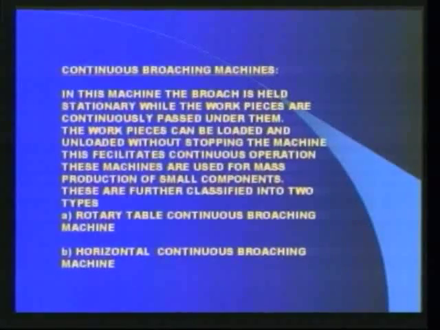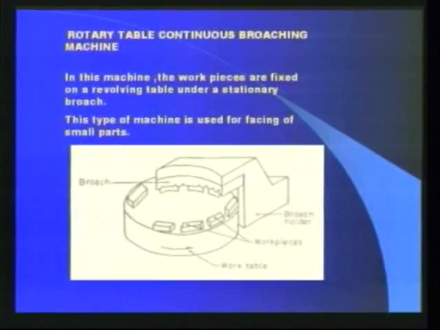Continuous broaching machines are classified as follows: rotatable continuous broaching machines, horizontal continuous broaching machines. Now we discuss about those machines one by one. First one is rotatable continuous broaching machine.